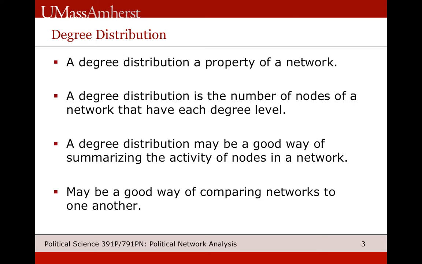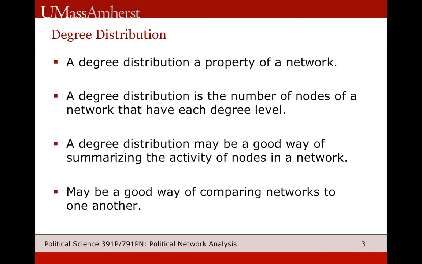Now, if we want to think about degree across all of the nodes within a network, then that concept is degree distribution. So the degree distribution is a property of a network and not of a node. A degree distribution then basically tells us how many nodes have 1 friend or even 0 friends, how many have 2, 3, 10, 20 friends.